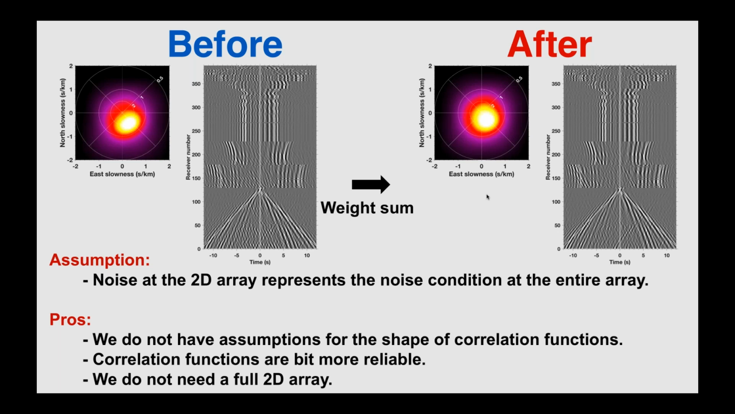And we don't need full 2D arrays. For extraction of reliable grid functions, having the full 2D arrays is very good, but sometimes it's difficult because of economical or environmental reasons. This procedure needs only some small 2D arrays to make the grid function more useful.